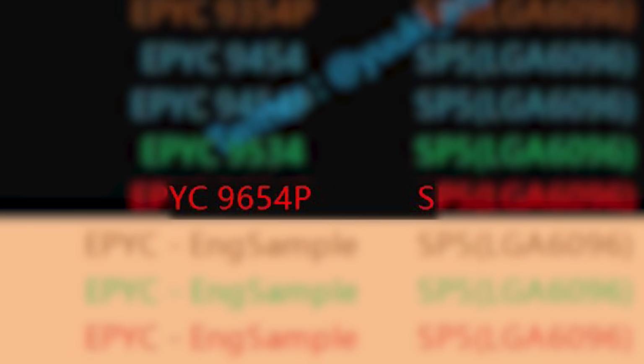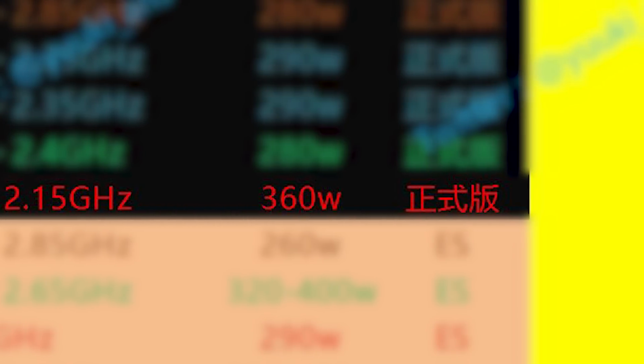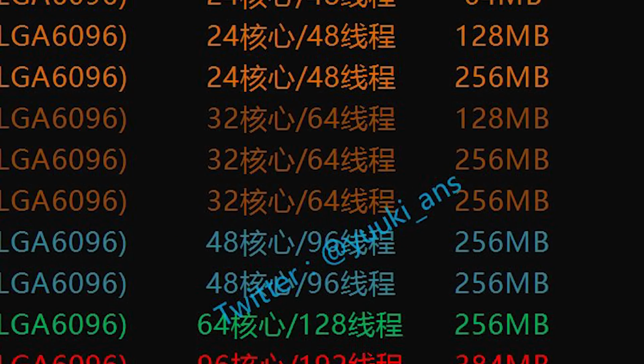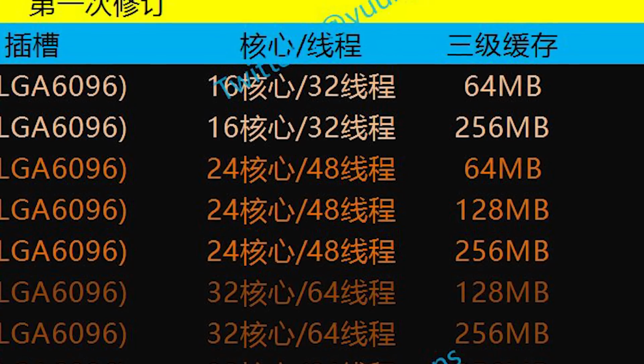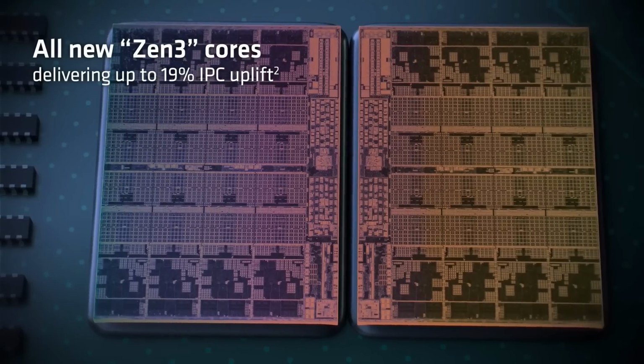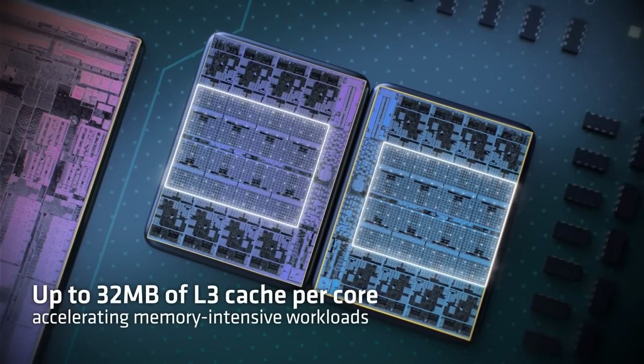As you can see here, it's the Epyc 9654P, and it comes with a frequency of up to 2.15 GHz, as well as a TDP of 360 watts. As for the rest of the series, Genoa will go down the line with 64 core parts, 32, 24, and even down to 16. All in all, I'd say Intel has a lot to worry about when it comes to AMD in the server market.